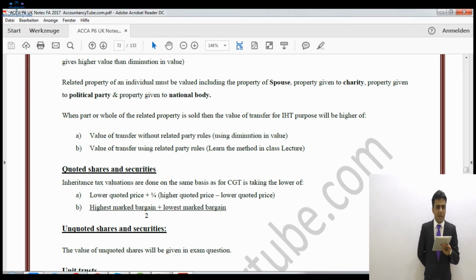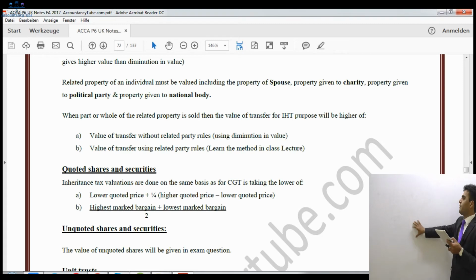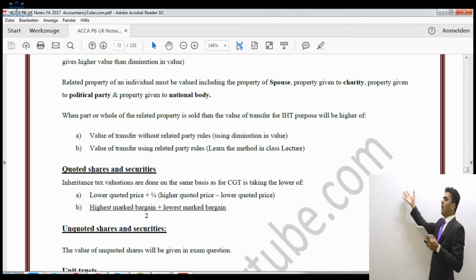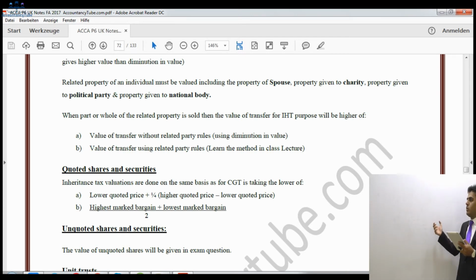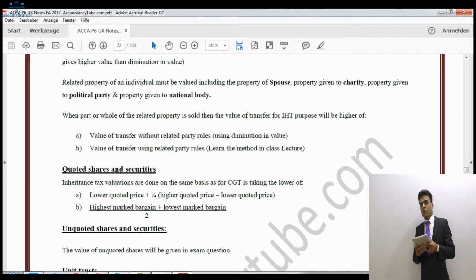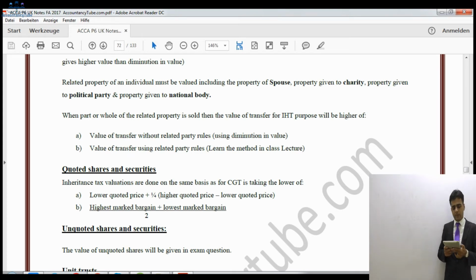Now we will do 2 calculations, as I said to you earlier as well. On the left side, we will calculate the diminution in value excluding related property, and on the right side, the diminution in value including related property. You can do it like that, or do the excluding related property calculation first, and beneath that, or on the next page, do the diminution in value including related property. Whichever gives the higher value, we will use that one.